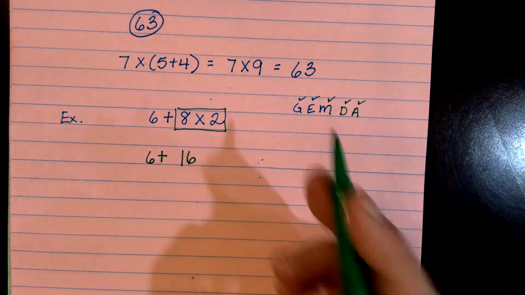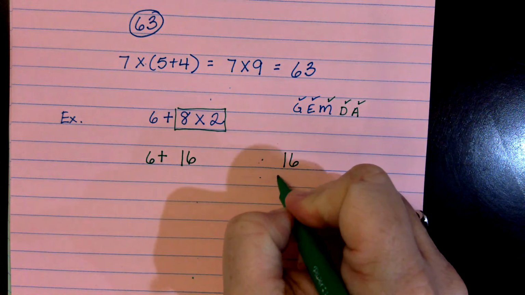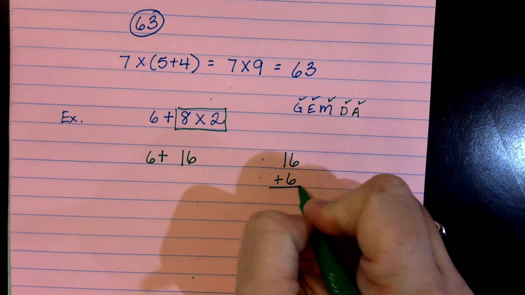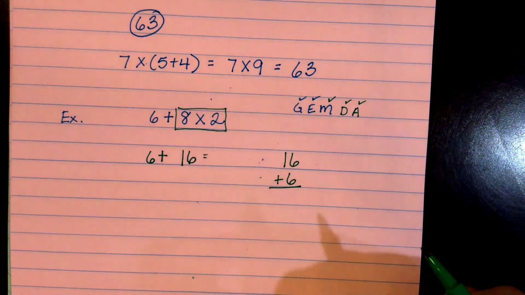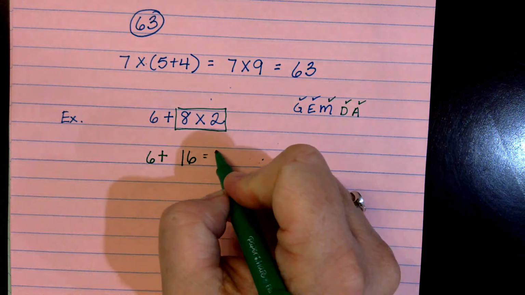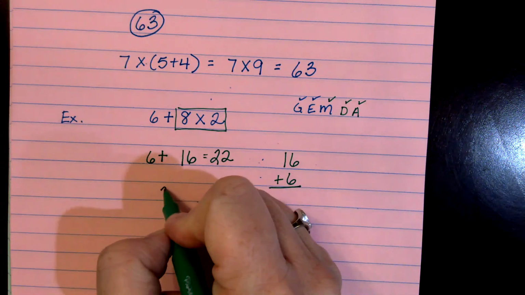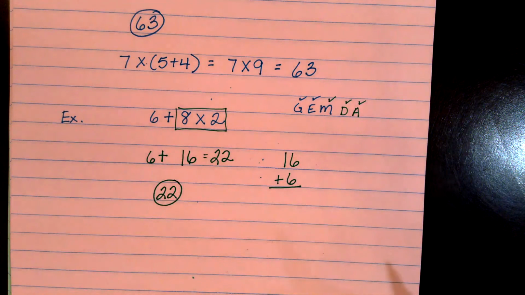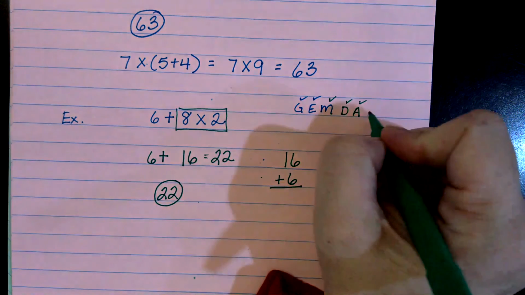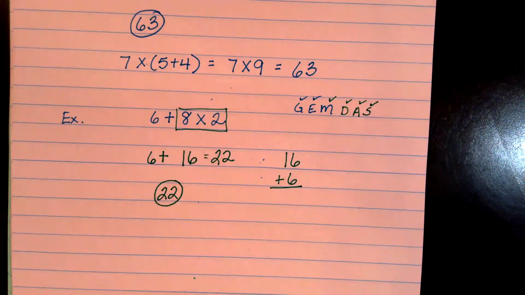So looking at 6 plus 16, if you need to write it like this to make it easier for you, you can. 6 plus 6 is 12. Carry the 1. And so we have 22, which I'm going to bring down here, 22. Now I am finished with that expression.